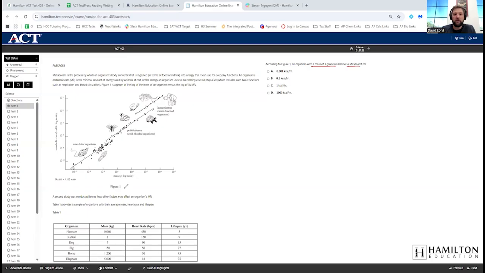So figure one's right here. We want to look at mass, which is here. Again, it doesn't say 1, but we want 10 to the 0. And so we got a number right there, which looks like 10 to the negative 3. So the answer is A.